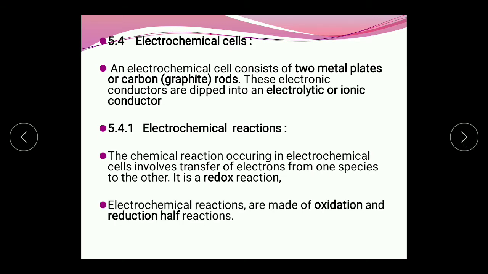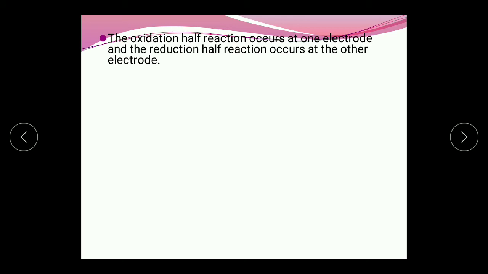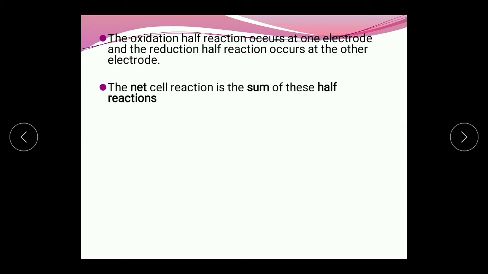So in electrochemical reactions also, there are oxidation and reduction half reactions taking place. The oxidation half reaction occurs at one electrode, and the reduction half reaction occurs at the other electrode. Oxidation half reaction and reduction half reaction together make the net cell reaction. That means the net cell reaction is the sum of these half reactions. Understood? So this is the electrochemical cell and electrochemical reactions. Electrochemical reactions are nothing but redox reactions, that means reduction and oxidation taking place simultaneously.